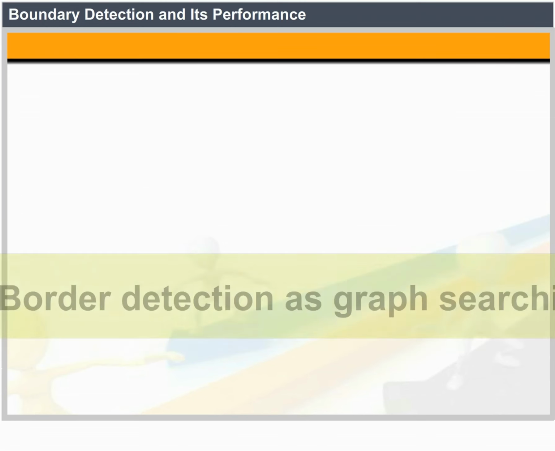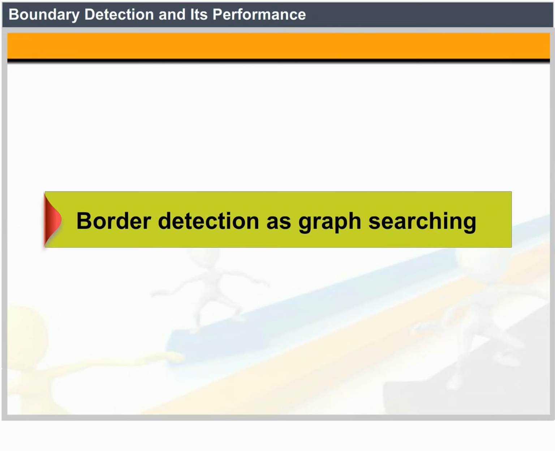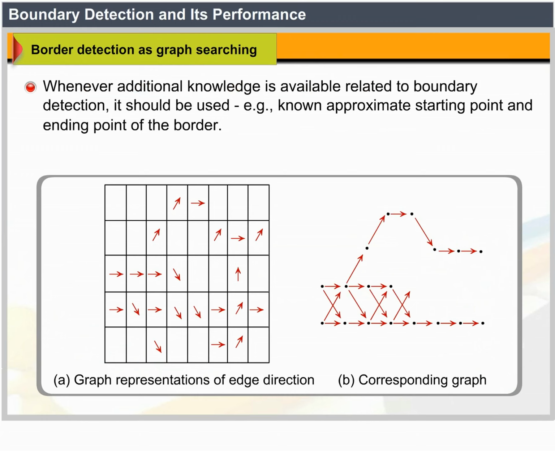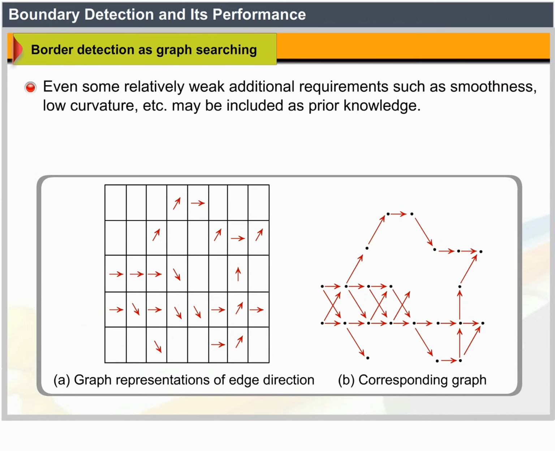Border detection as graph searching. Whenever additional knowledge is available for boundary detection, it should be used. For example, known approximate starting point and ending point of the border. Even some relatively weak additional requirements such as smoothness, low curvature, etc. may be included as prior knowledge.